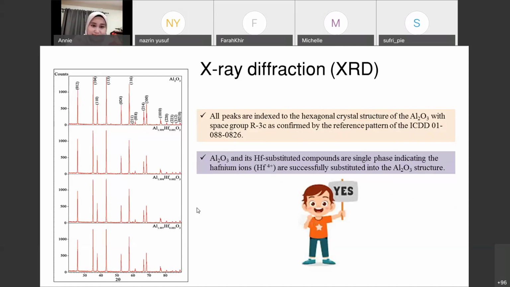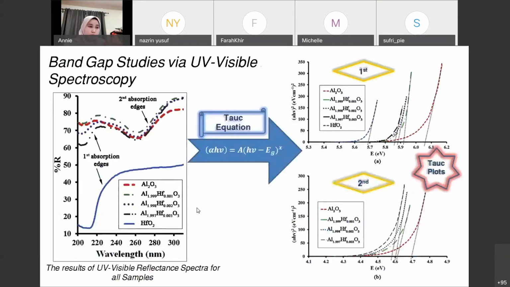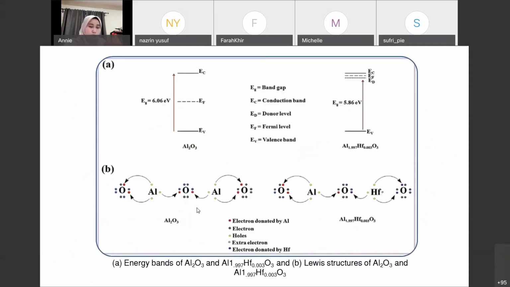Another question from the audience. Can you please explain the decrease of the band gap due to hafnium substitution in aluminum oxide for the potential application of the material? You get the question? Can you explain the decrease of band gap due to the substitution for the potential application? I think her or his question is, what is the significance of studying the band gap reduction? Because the band gap is reduced upon the substitution. What is the significance of reducing the band gap for the MOS application?